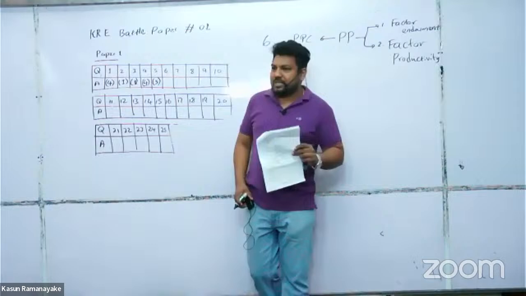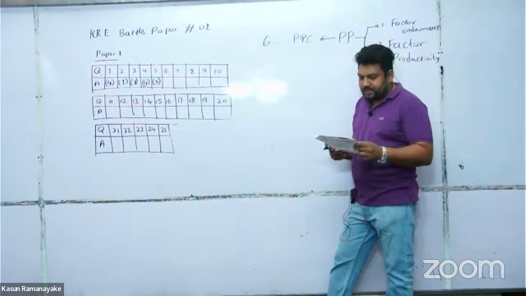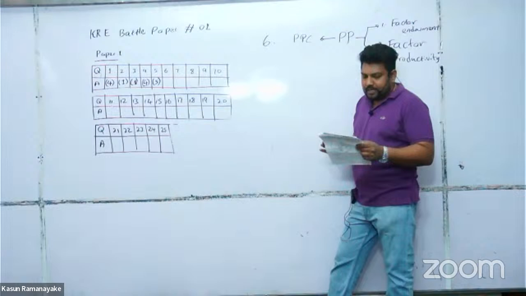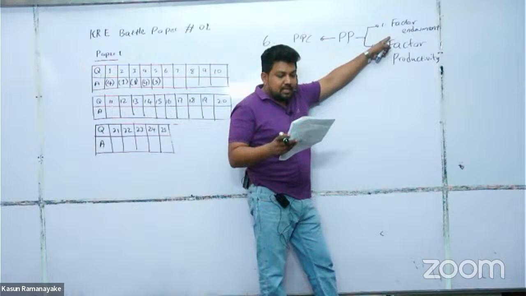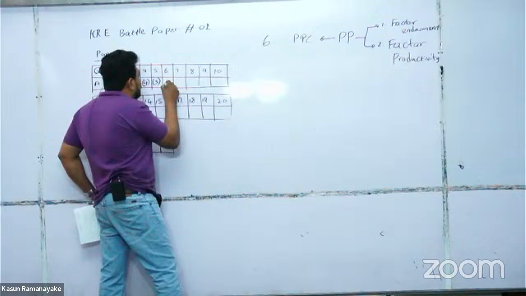What is the answer? Potential output is based on the availability of resources. Exactly. That is factor endowment, how many resources are available. The other one is productivity. Then the first one is the answer. The first one itself, the answer is being given.